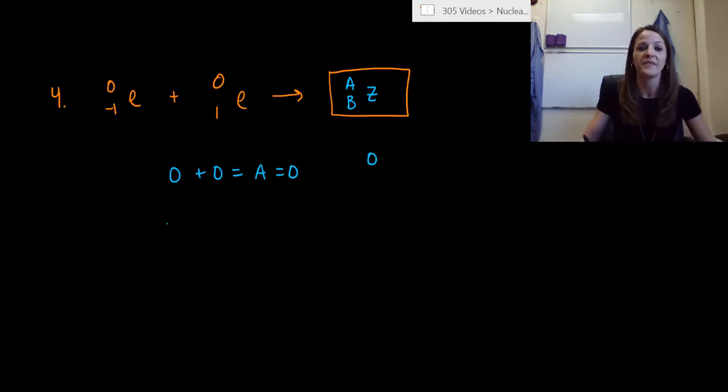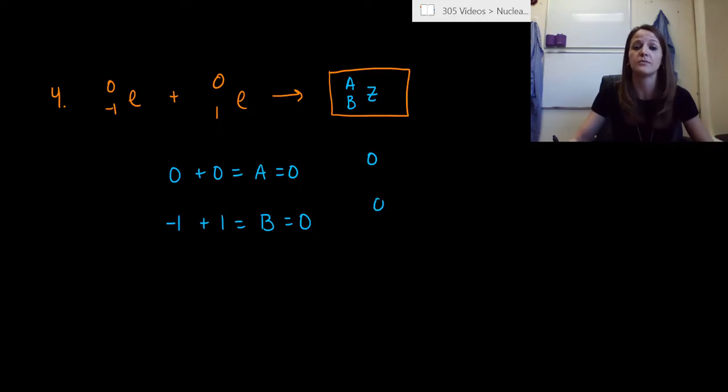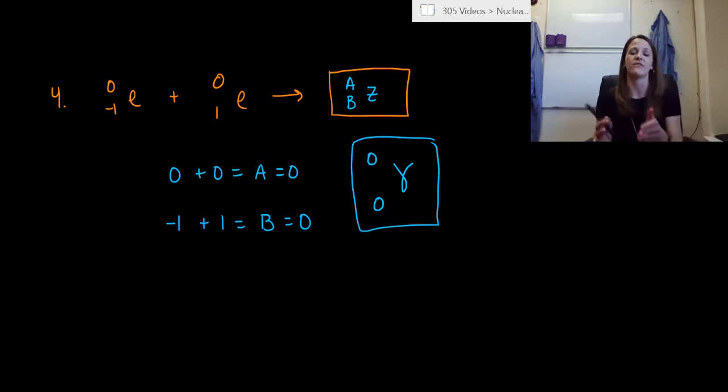Now let's look at the bottom one. Negative 1 plus 1 is going to be equal to B. So negative 1 plus 1, really hard math, definitely equal to 0. So now we have a superscript and a subscript equal to 0. The only thing that could possibly have 0 for the atomic number and 0 for the mass number is what's called a gamma particle. So the correct answer for this is definitely a gamma particle. If you ever see 0 and 0, you know that it has to be gamma.